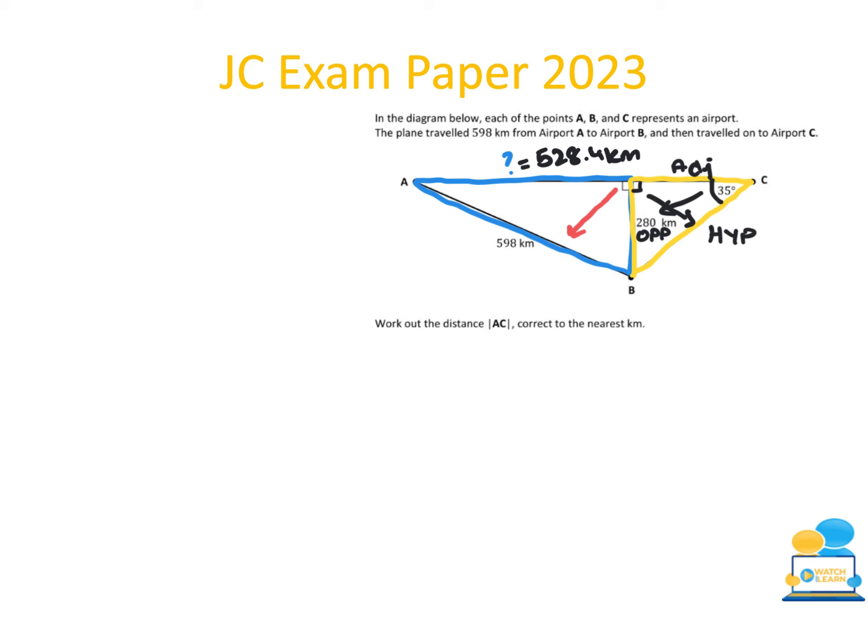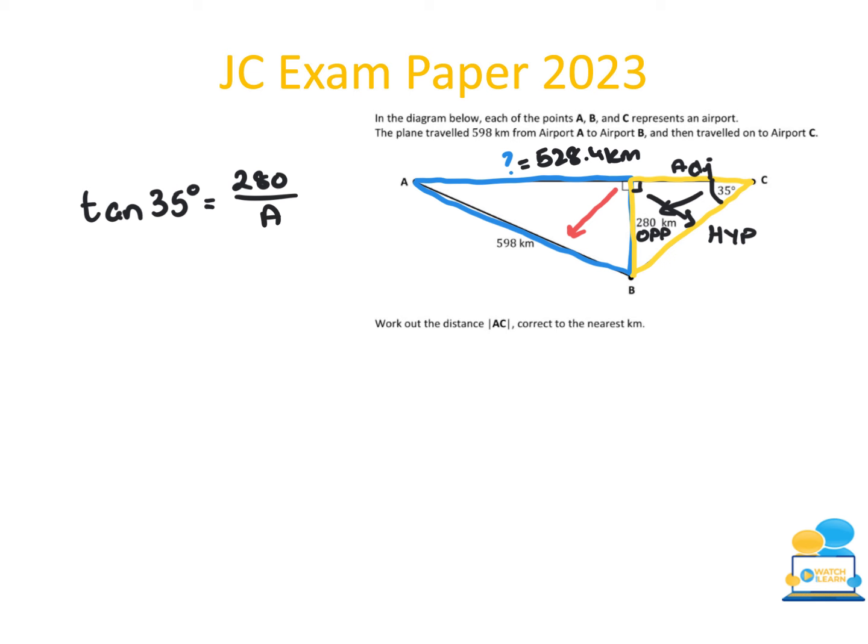So building up my equation, it will be tan of the angle I'm working with, which is 35 degrees, equals my opposite side, which is 280 kilometres, over my adjacent side, which I don't know. So I'll just label the adjacent side as A. Now I'm going to use algebra to get A by itself so I can figure out what that length is in my right angle triangle.